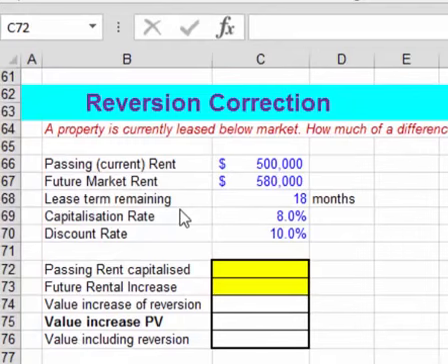The idea is that at some point in the future the rent will revert back to the market, and at that point the capitalised value of the property will come up to its full value, but because we have to wait for it, we have to do a correction to allow for the time delay. That calculation is very common.